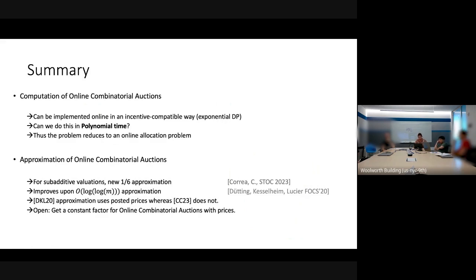Now, a good thing is that to get a constant factor in polynomial time, it is enough to get a constant factor against the online optimum. Which I don't know if it's easier, but if it's easier, then that would be enough, right? If we have a constant approximation with respect to the online optimum, this would give a constant approximation with respect to the offline optimum as well.